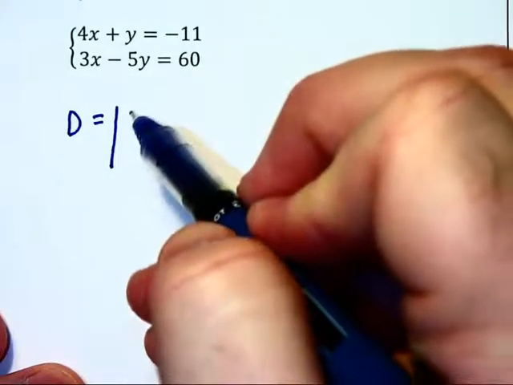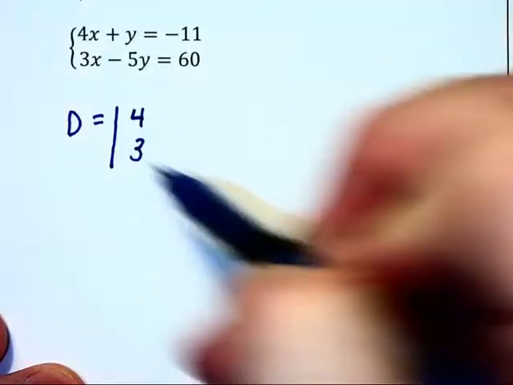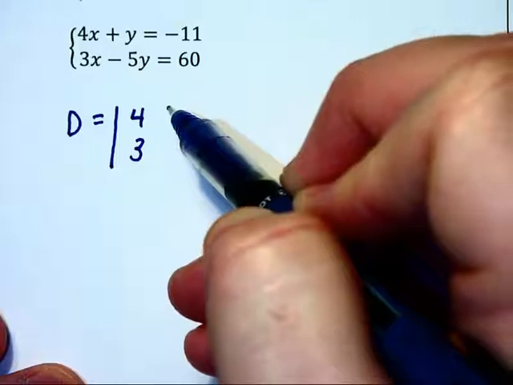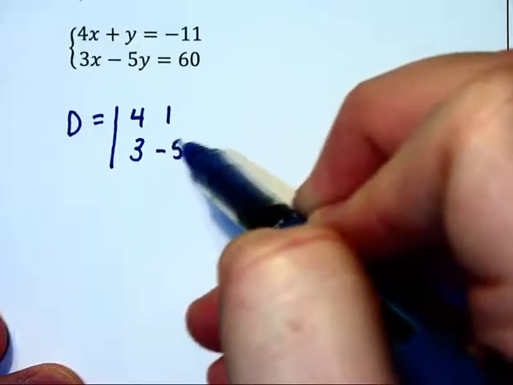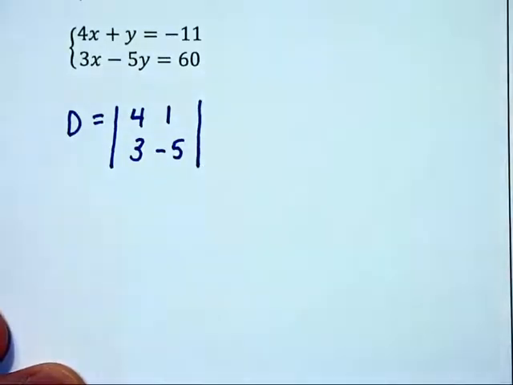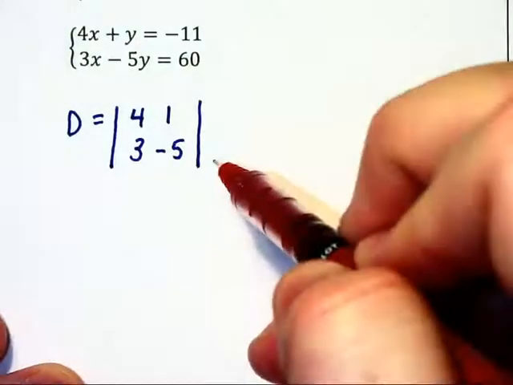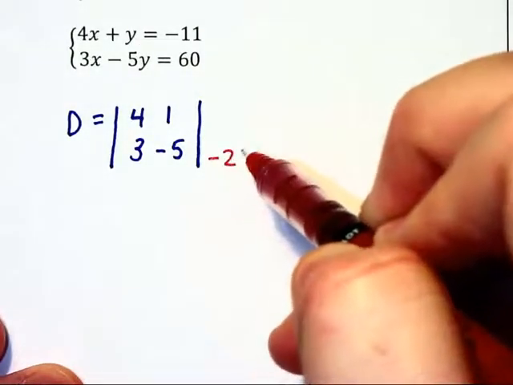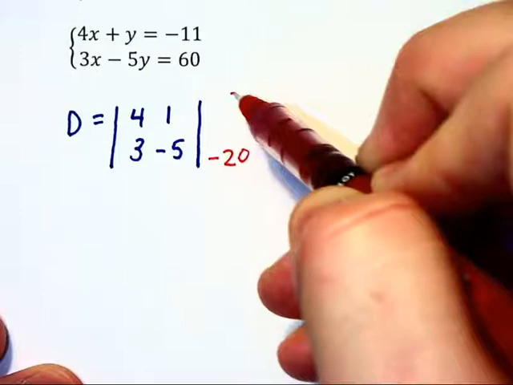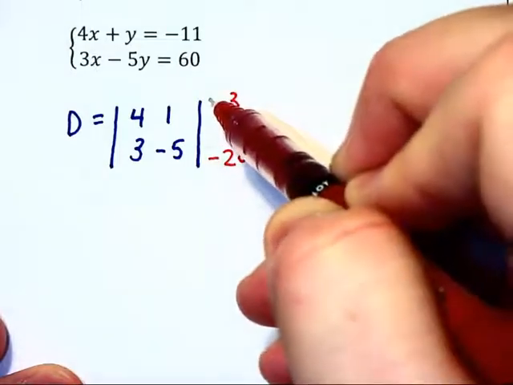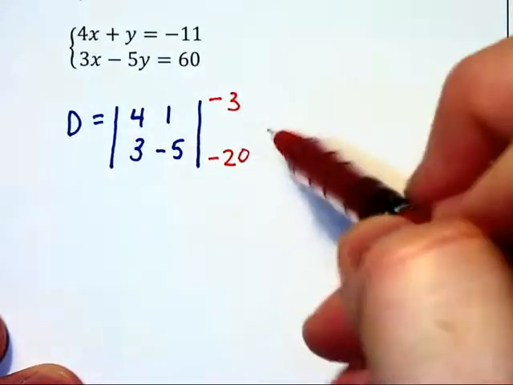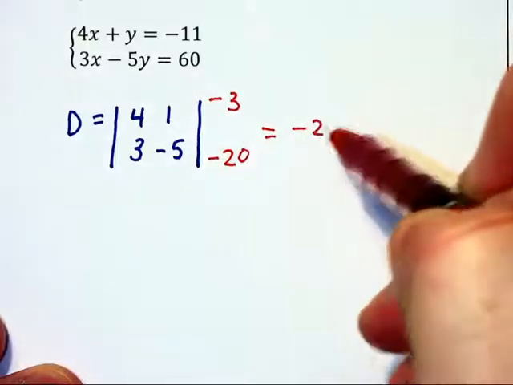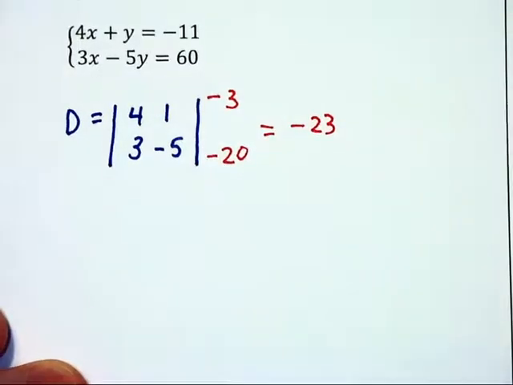of the equal sign. So the x coefficients are 4 and 3, and the y coefficients are 1 and -5. I will then evaluate this determinant, the first diagonal having a product of -20, the second diagonal having a product of 3, but I'm going to change that to a -3 so I can add these together and get -23 for the value of D.